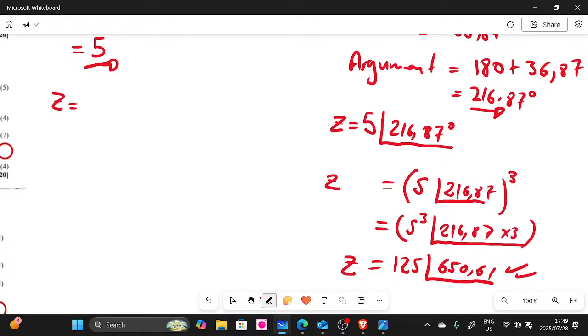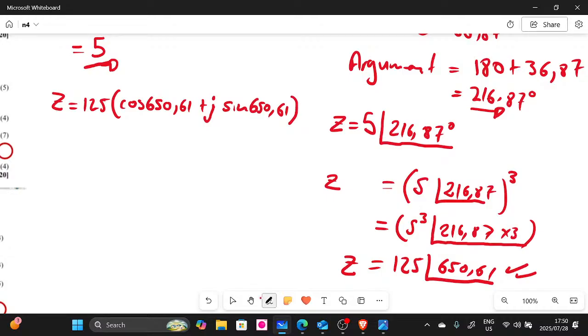now the modulus, you write it outside, which is 125, right? Then open bracket, and inside there you write cos, then you put our angle, which is 650,61, then plus imaginary, in this case J, plus J, then you write sine, and then you write the very same angle there, which is 650,61, then close bracket. I hope you know about this formula, guys.